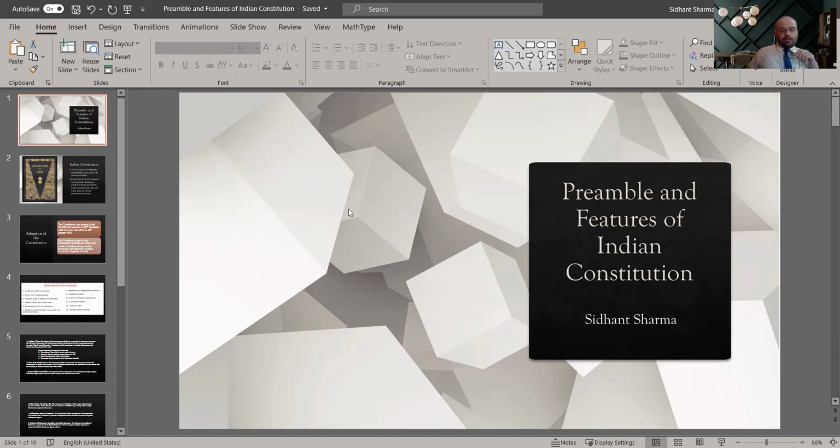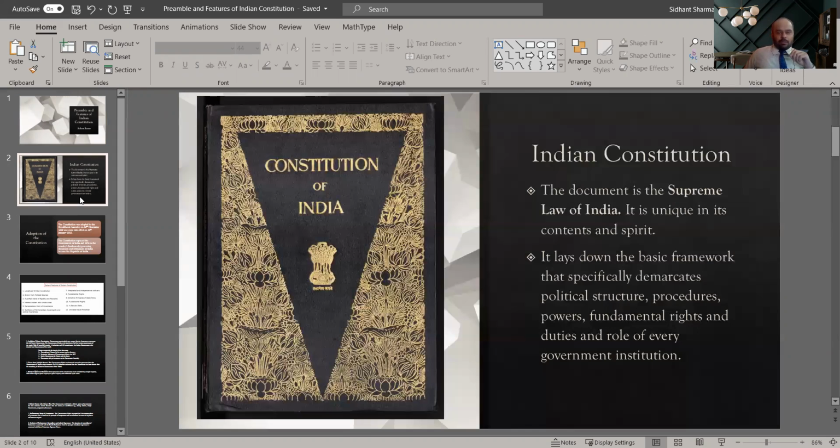So, Indian Constitution, as you know, is the supreme law of India. It is unique in its contents and its spirit. It lays down the basic framework that specifically demarcates the political structure, procedures, powers, fundamental rights, duties, and role of every government institution. The basic soul of the Indian Constitution is the preamble. We will be studying about it in the later part of our slide.